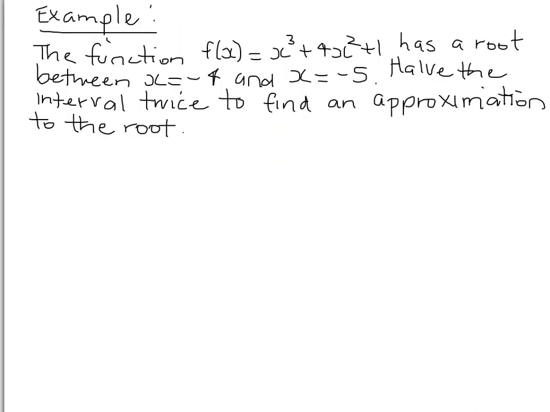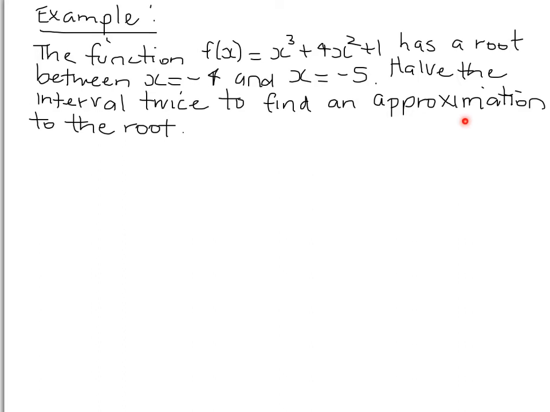Okay, the first example of halving the interval is given here. The function f of x equals x cubed plus 4x squared plus 1 has a root somewhere between x equals minus 4 and x equals minus 5. Now before we even go on, if you have a look at this function, it's not a quadratic, you can't take a common factor, there's no difference of two squares, it's hard to factorise. So this is from the other lesson where we're trying to find the approximate value of the root, not the exact root. And the question says, halve the interval twice to find an approximation to the root.